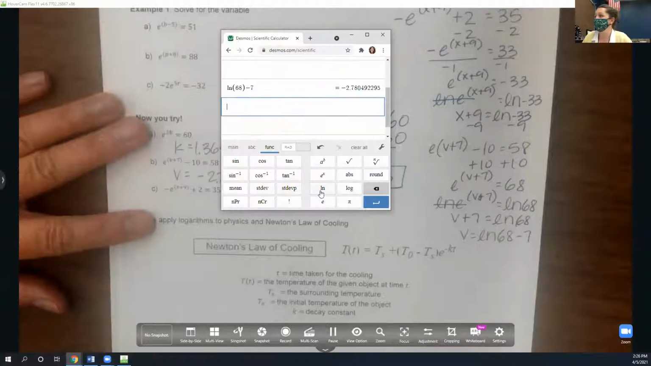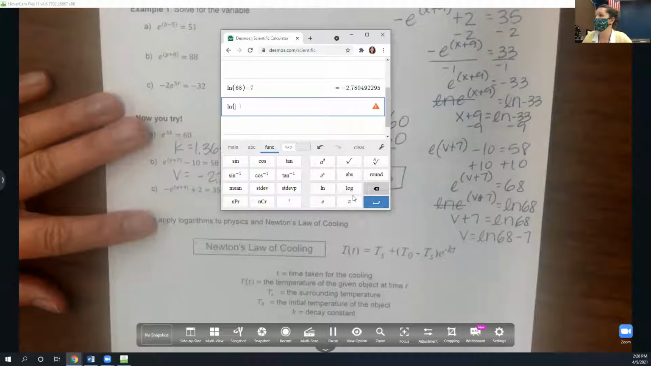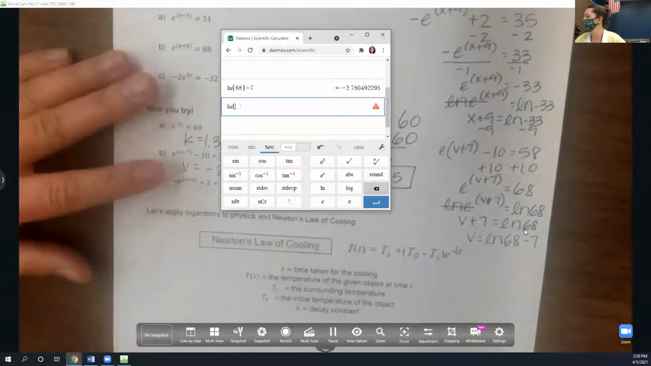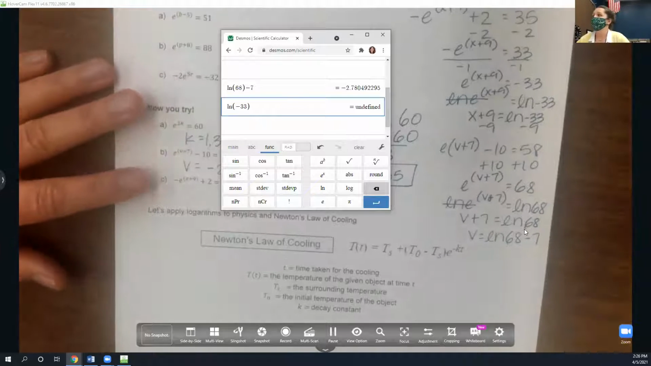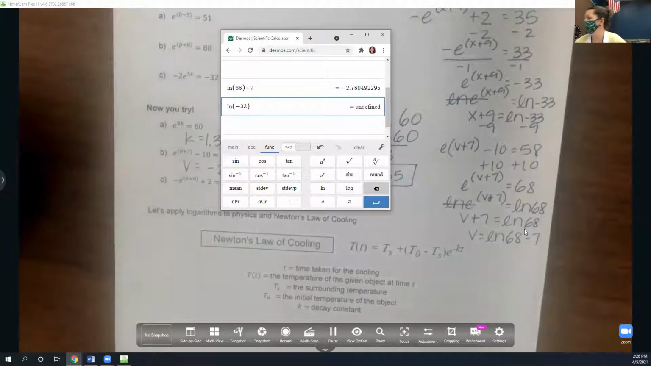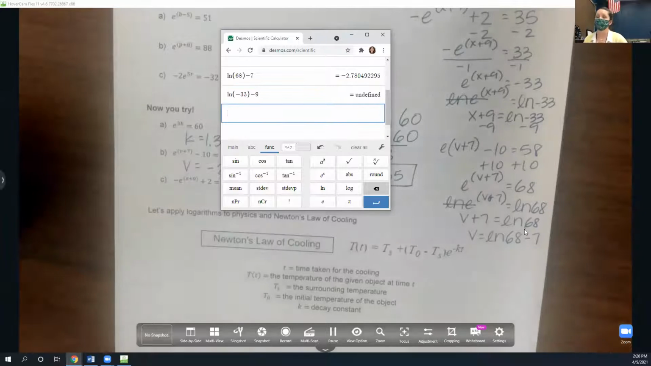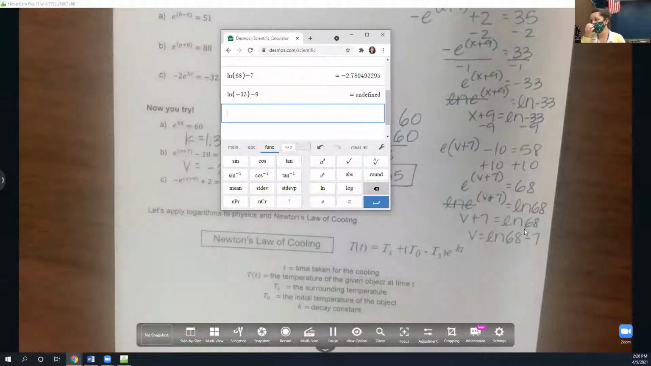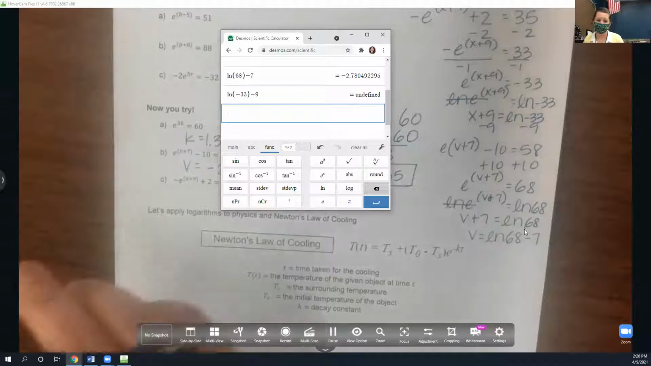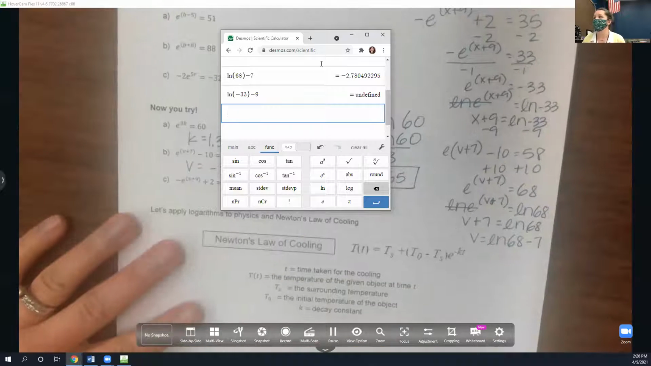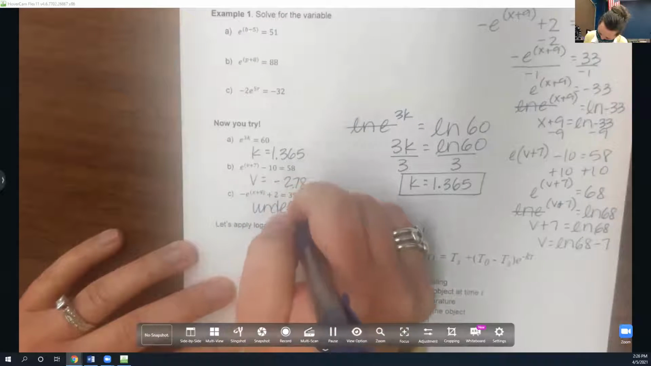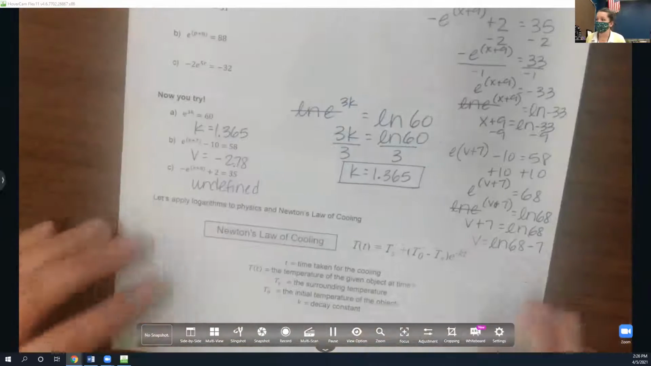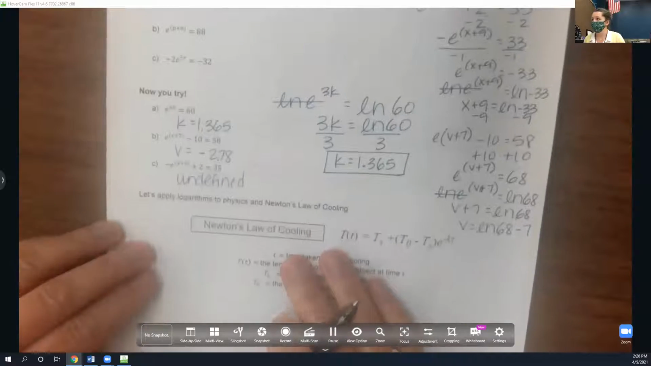I should have done it in my journal. It's getting kind of messy. Undefined. Yeah, so it can kind of tell you here a natural log of a negative number is undefined. Why is that? Okay, so in our notes, you can copy that down.